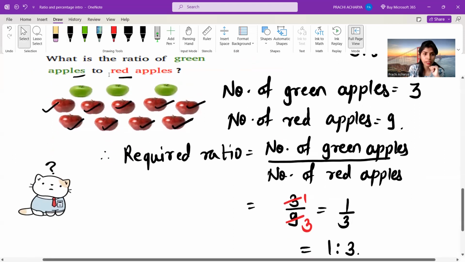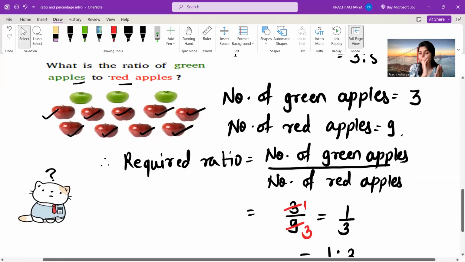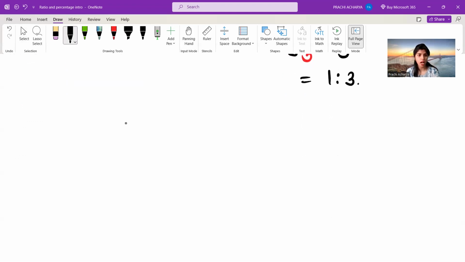percentage also, right? So if I want to find out percentage of green apple, we'll stick to this example. हम इसी example को लेके percentage को भी समझने की कोशिश करेंगे. तो let's say हमें निकालना है percentage of green apples. So, let's try. Now, how to find out percentage?